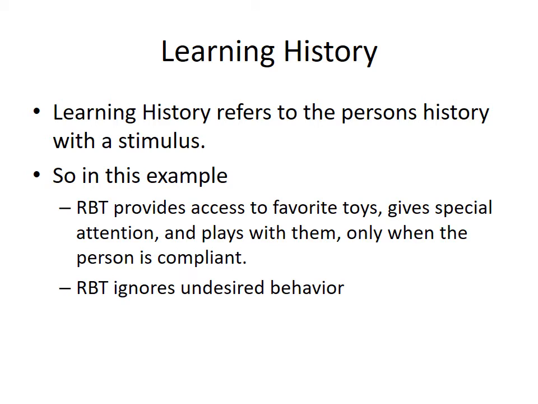But let's first talk about what a learning history is when we go more in depth to this. Learning history refers to the person's history with a stimulus or with the instruction. So in this example, in the learning history, over time, the RBT provides access to favorite toys, gives special attention, plays with them, only when the person is compliant or performs requested actions. The RBT ignores undesired behavior.